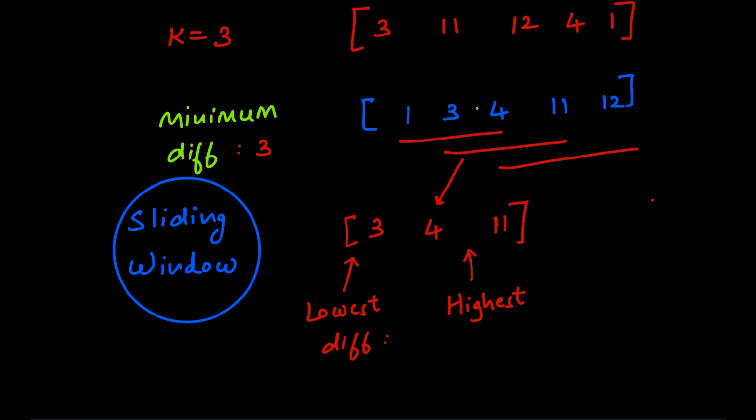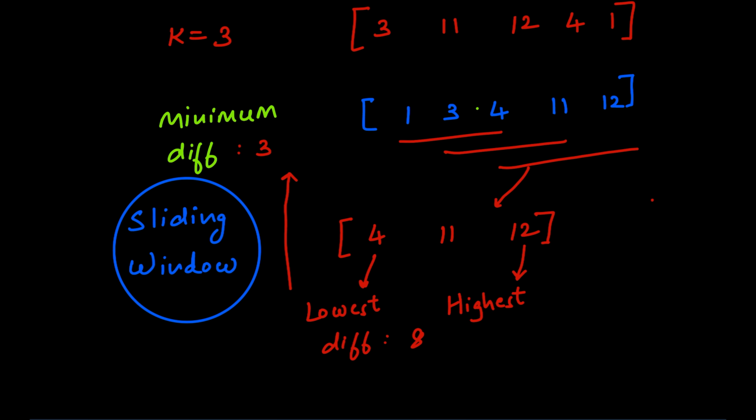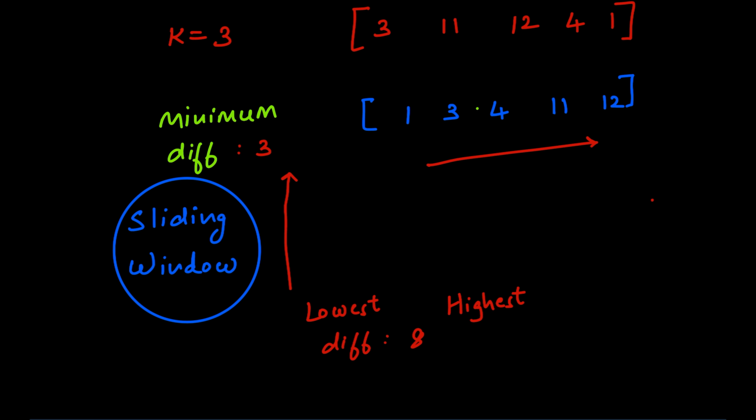Moving on to the next batch, which is 3, 4 and 11. Lowest is 3, the highest is 11, the difference is 8, which is greater than the minimum difference, so the value will not be overridden. Similarly, in the last batch, we have 4, 11 and 12. The difference between highest and lowest is 8, which is greater than the minimum difference, so no changes to minimum difference. As we have iterated through all possible pairs, we'll return the minimum difference as the output.